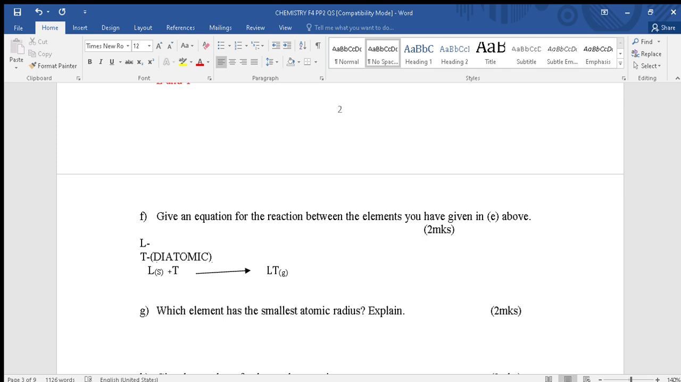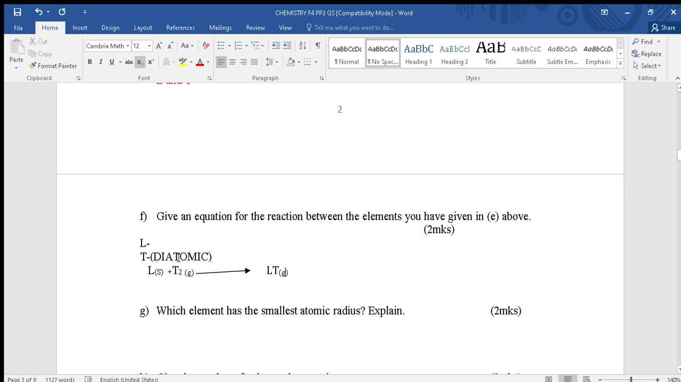Where this T, because it is diatomic, it has to be 2. So I'm going to indicate here this T is 2. Just 2 there. And this T is a gas, because remember, members of group 7 are called halogens, and most of them are gases. So if I react L with T2, I'm going to get LT. And you may be wondering, why is it 2? Remember, I said they are all valency 1. L loses 1 electron to become stable, T gains 1 electron to become stable. But T exists as a diatomic gas in nature.